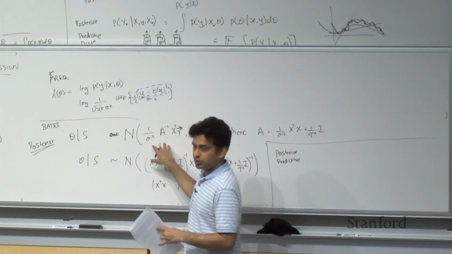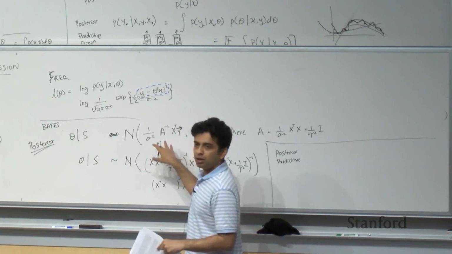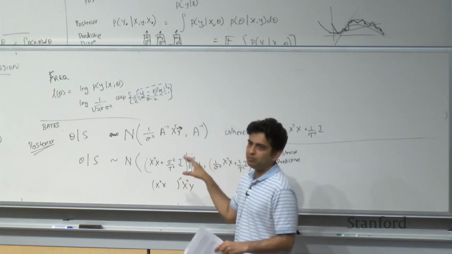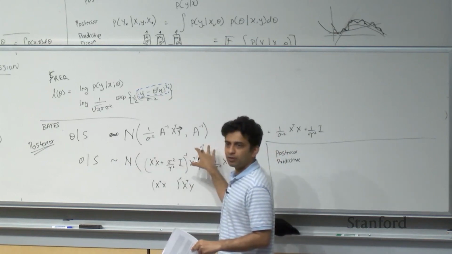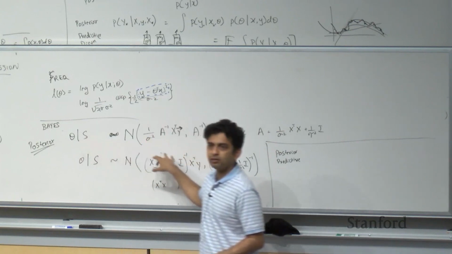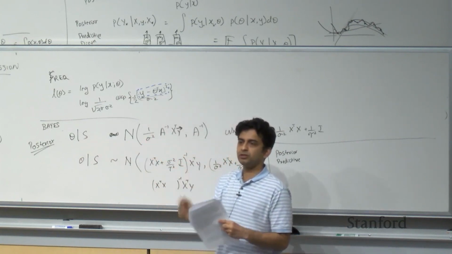So this has quite a lot of algebra that I don't want to go into. You can just believe me that if you work out the algebra, you're going to get this form. Work out what algebra? Apply Bayes rule to calculate the posterior.